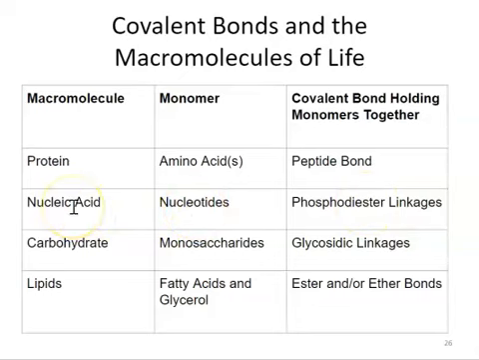Glycosidic linkages are the covalent bonds that hold monosaccharides together into carbohydrates. And ester or ether bonds are important in connecting fatty acids and glycerol to form lipids. This is a little bit of a messier category. All right, and then in the next video I will explain hydrogen bonding to you.